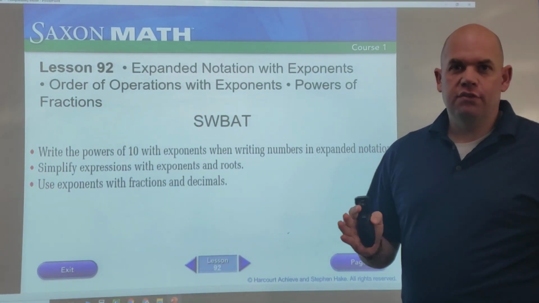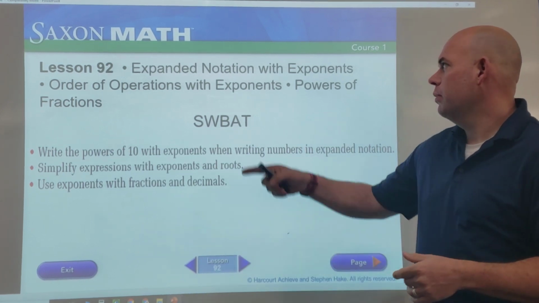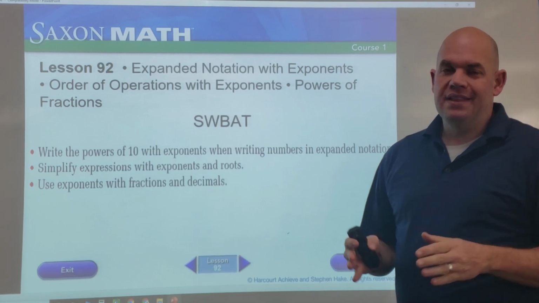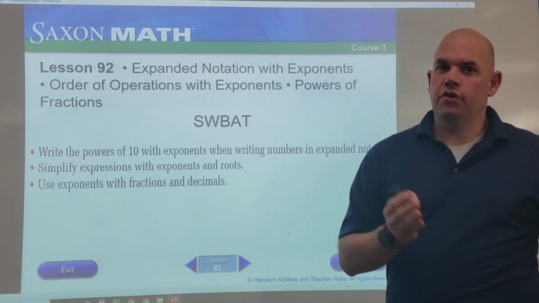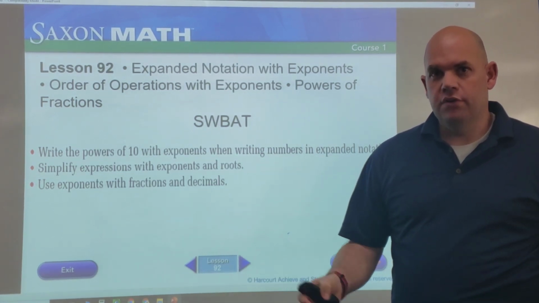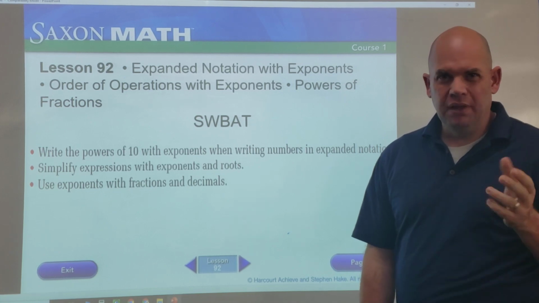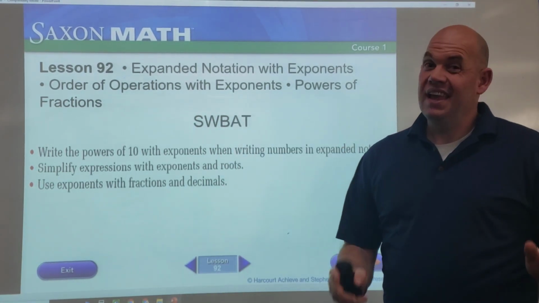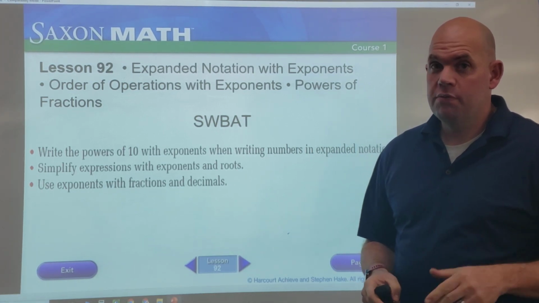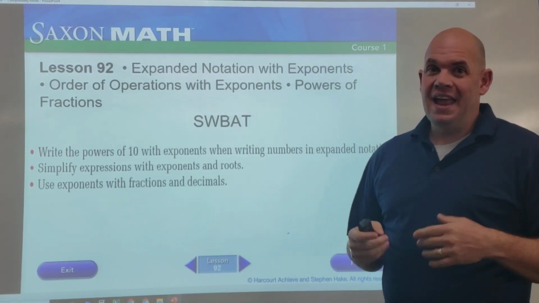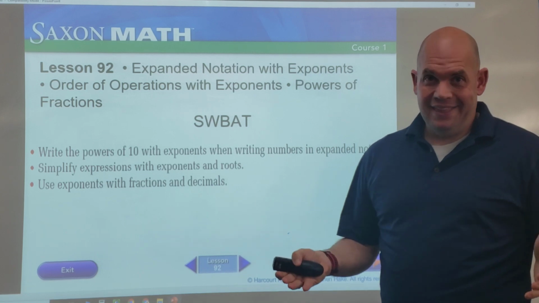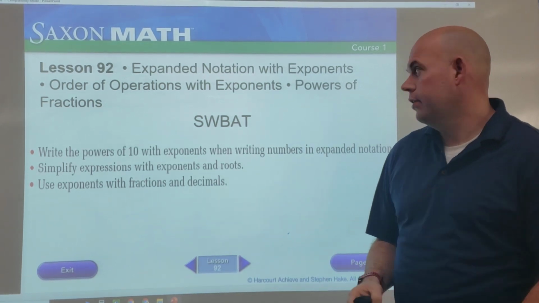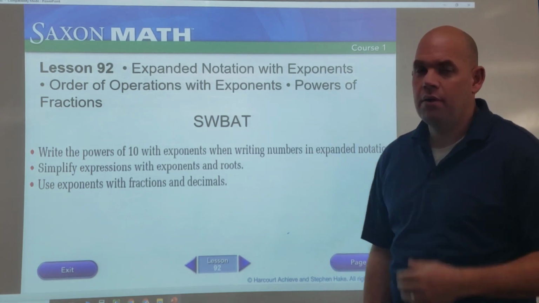Now this lesson covers a bunch of different things. We're going to start with expanded notation with exponents. And this is something that we did much earlier in expanded notation, so that will be a little bit of a review. Then we're going to do order of operations. Again, we've done order of operations before, but now that we've learned more math, it's a little more complicated, and so it's a little trickier in this lesson. And then the power of fractions.